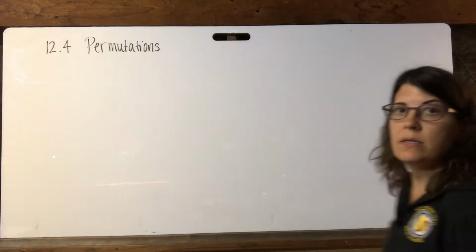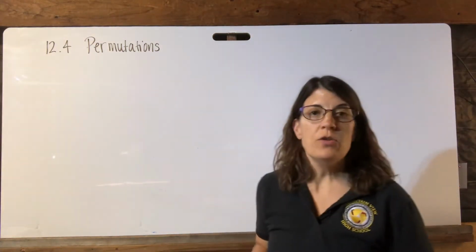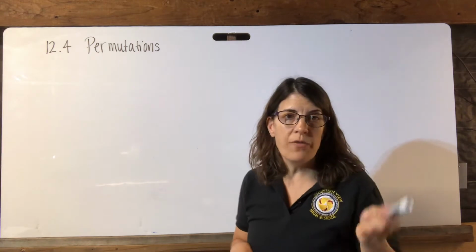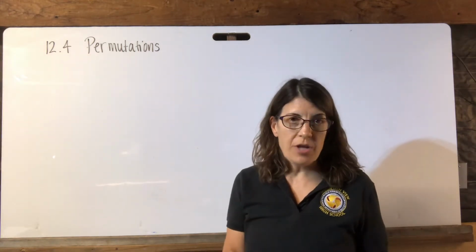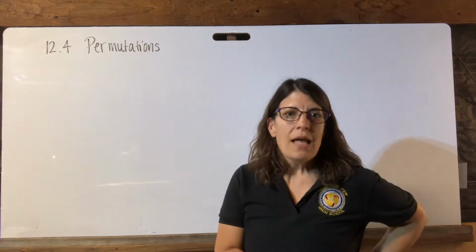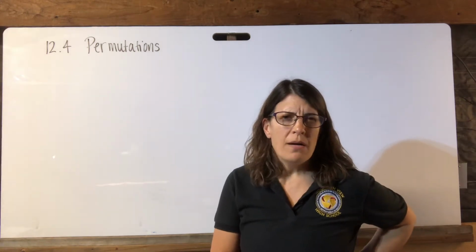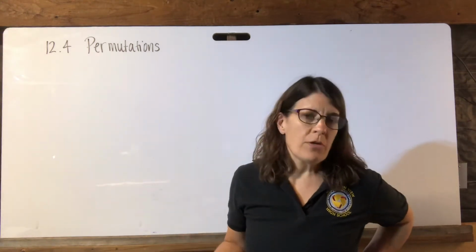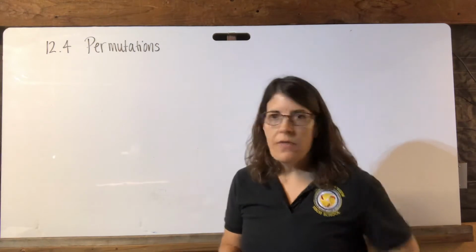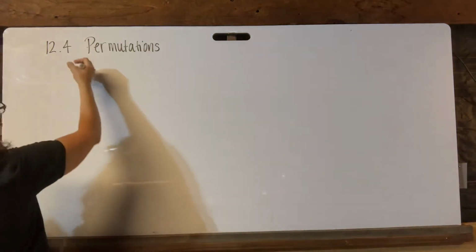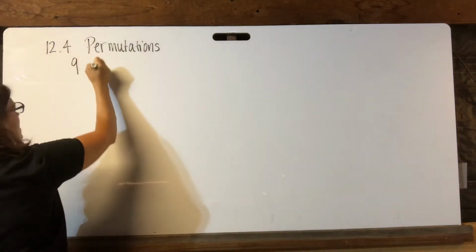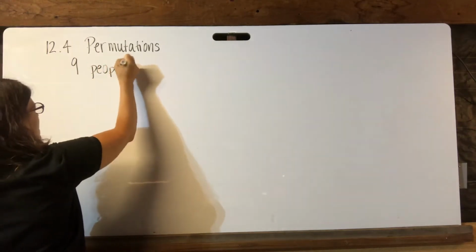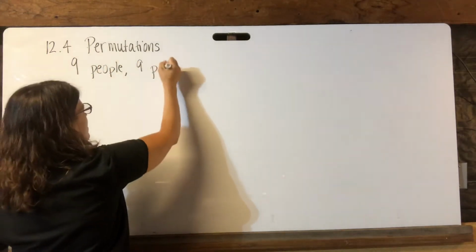Okay everyone, section 12.4. This is a continuation of the last video on 12.3 counting principles. You need your calculator. I ended the last video talking about a baseball team. There were 9 people that were trying out for 9 positions.